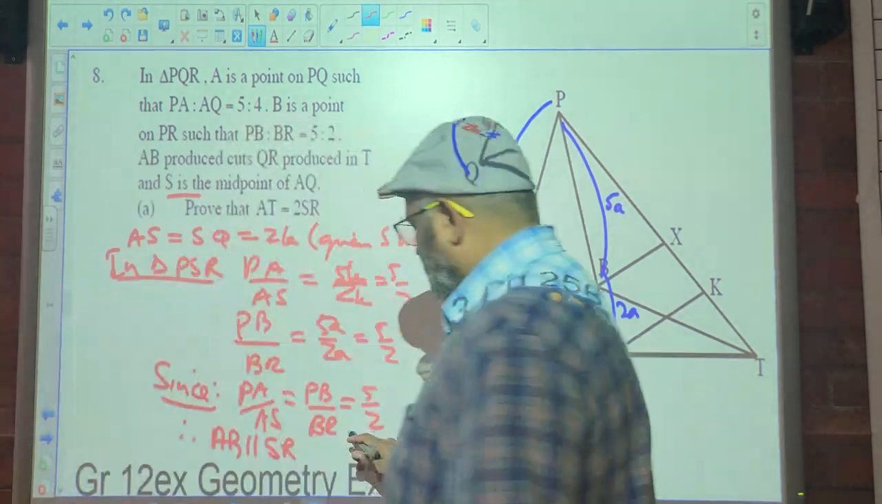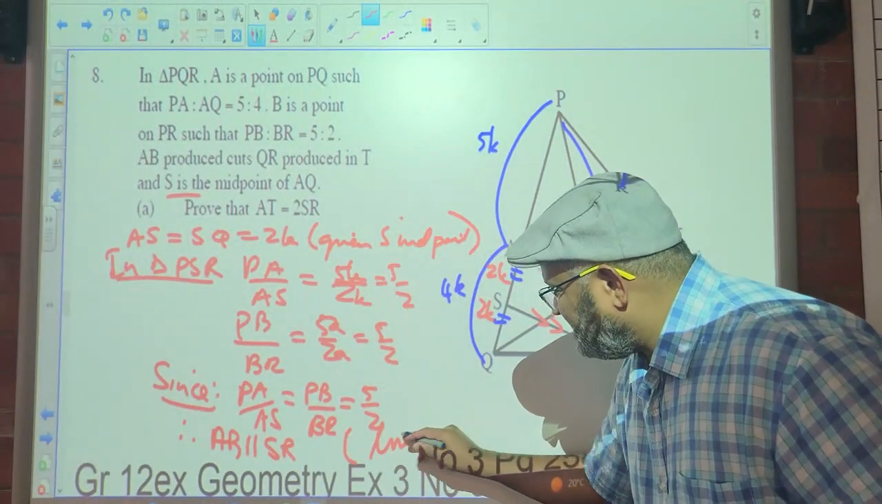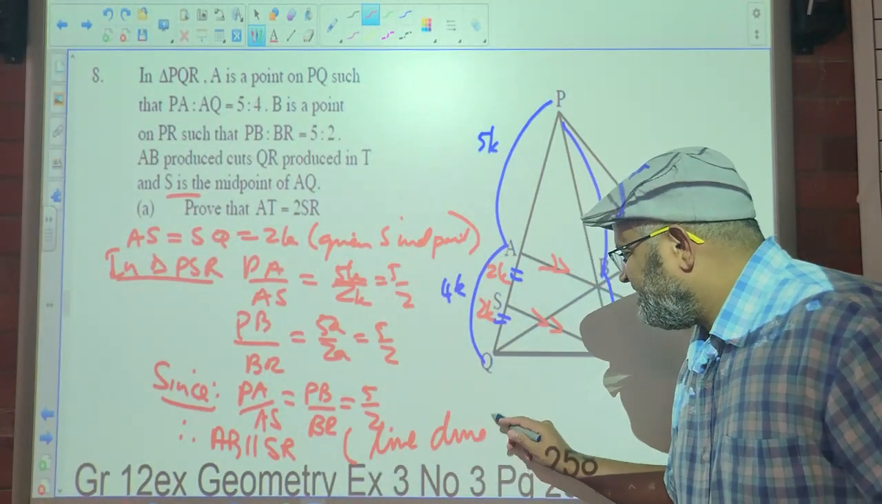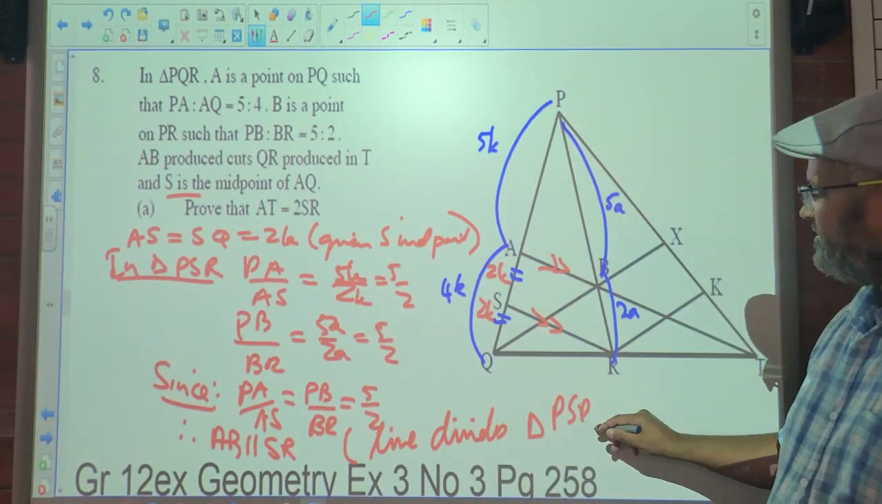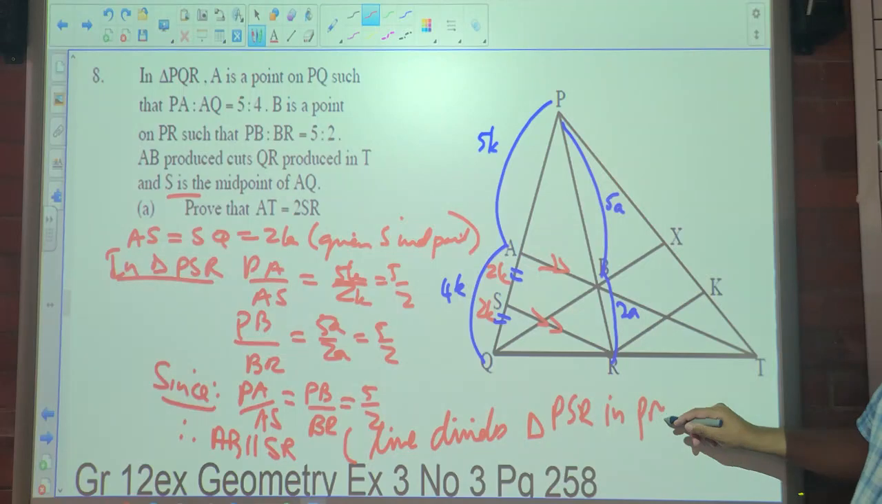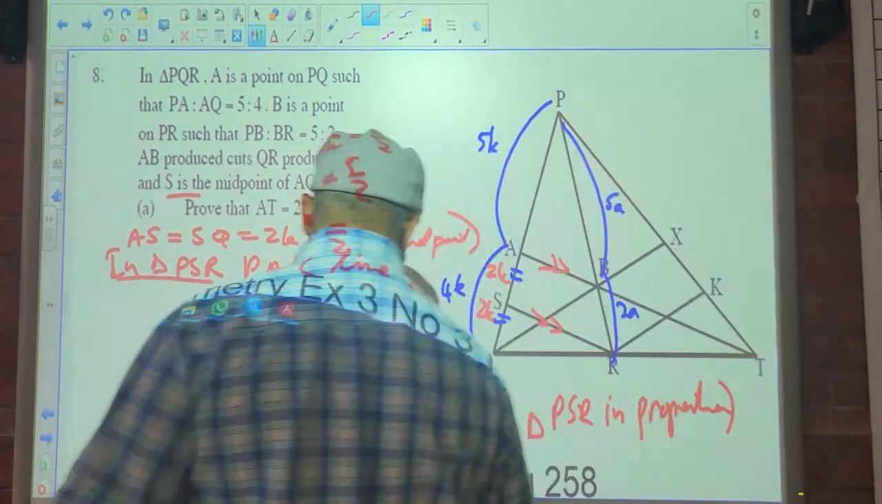Because of the converse of the proportionality theorem, the line divides triangle PSR in proportion. So those lines are parallel.